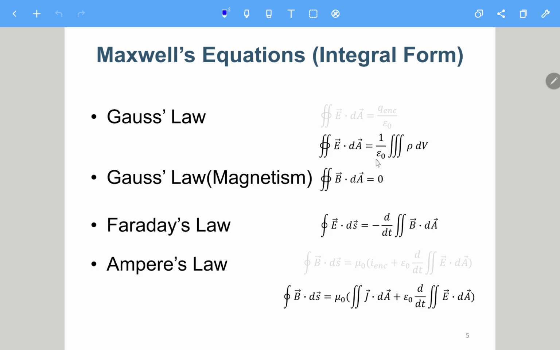And the other thing we would like to do is write Q enclosed as the triple integral of rho dV. Rho is the charge density. So integrating the charge density over some region will give the total charge inside the region. So we also write this thing as the triple integral of the charge density.